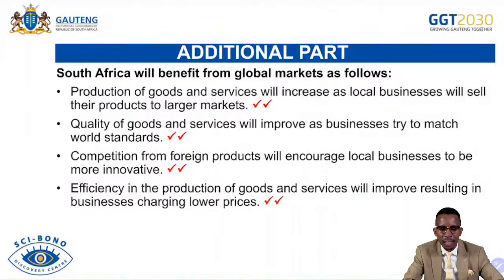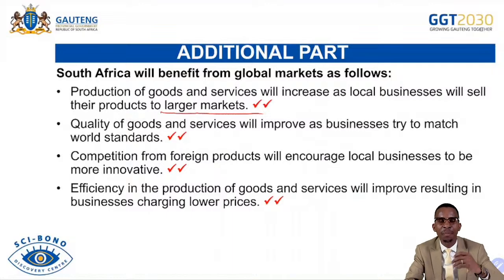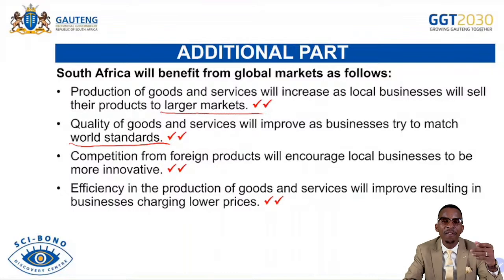Additional part. South Africa will benefit from the global market through the following. Production of goods and services will increase as local businesses will sell their products at the larger market. We know that if we are participating in the global market, we will produce more goods and services to sell in the global market, earning us more foreign currency and improving our GDP. Quality of goods and services will improve as businesses try to match world standards. So there will be a high level of creativeness and innovation, resulting in goods being of the highest quality.